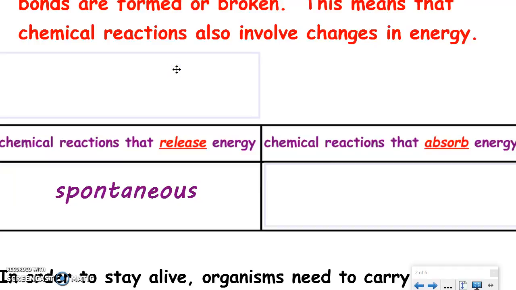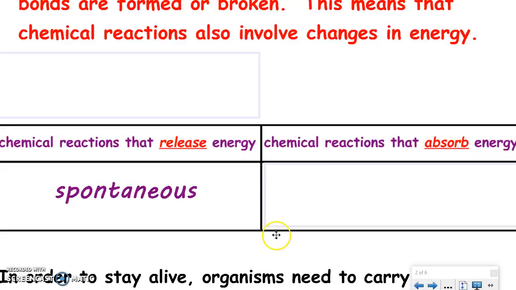Now, this doesn't always mean that they're going to happen without an input, like the match. Again, go back to that example. When I light the match, that's releasing energy. It's releasing light and heat energy. And we call it spontaneous. It doesn't mean that it's going to happen without that input of energy. It just means that once it gets going, it goes on its own.